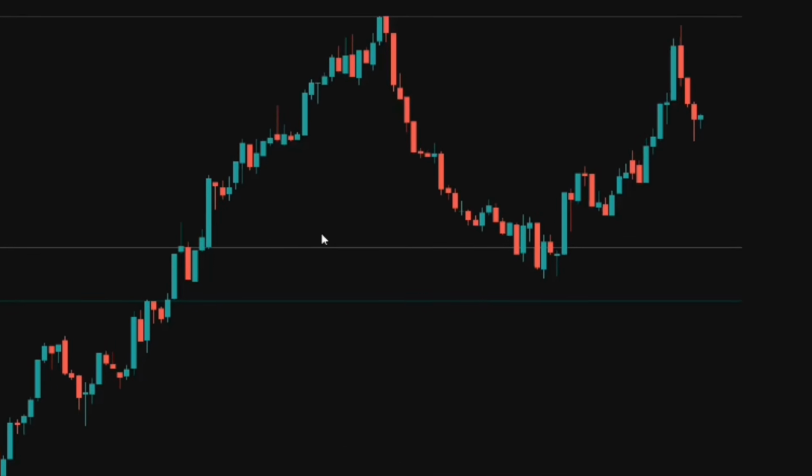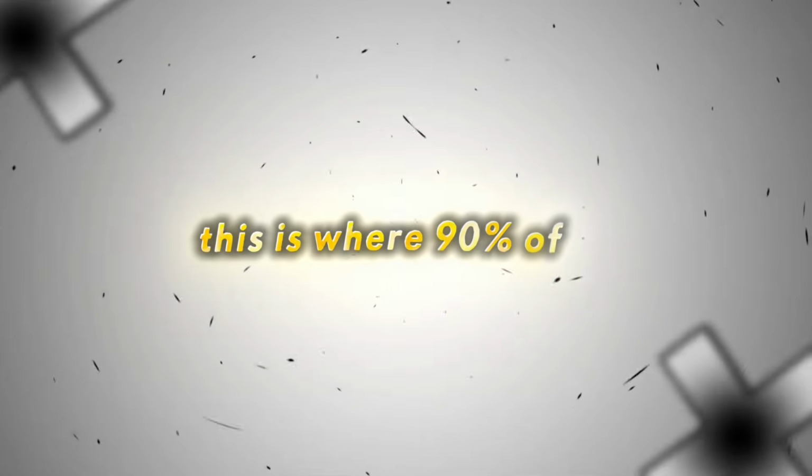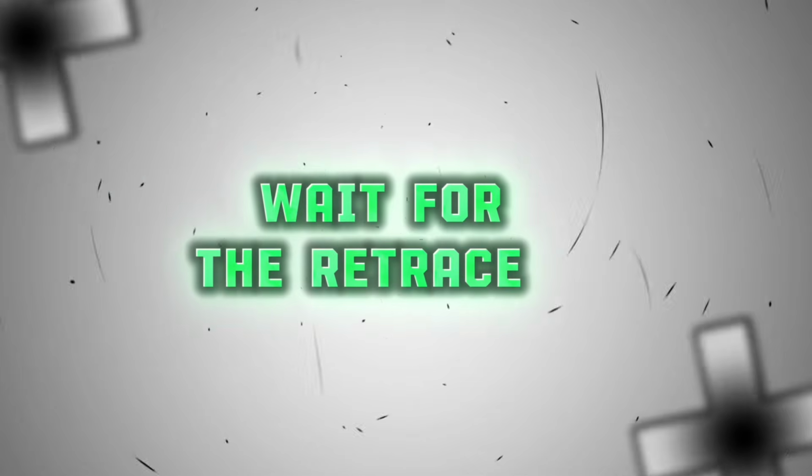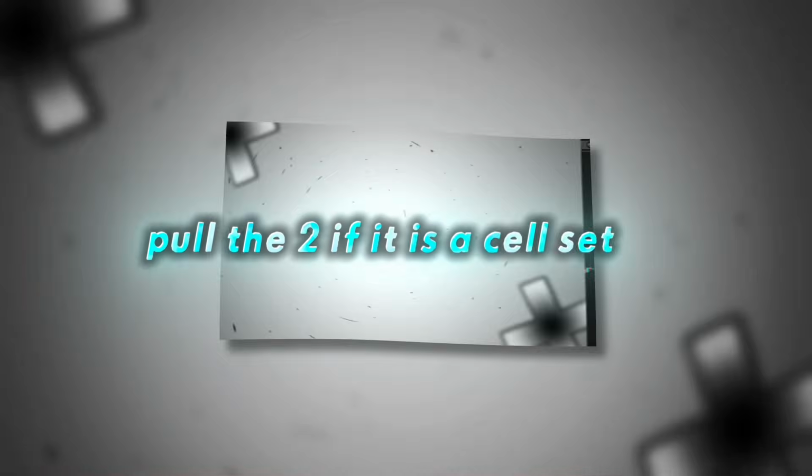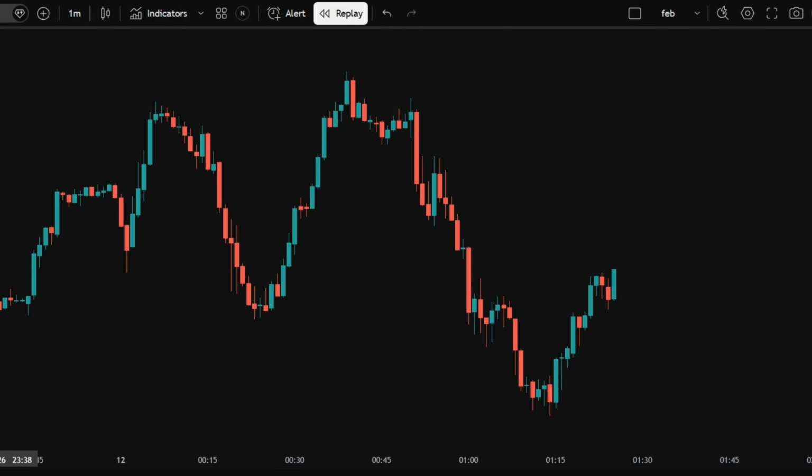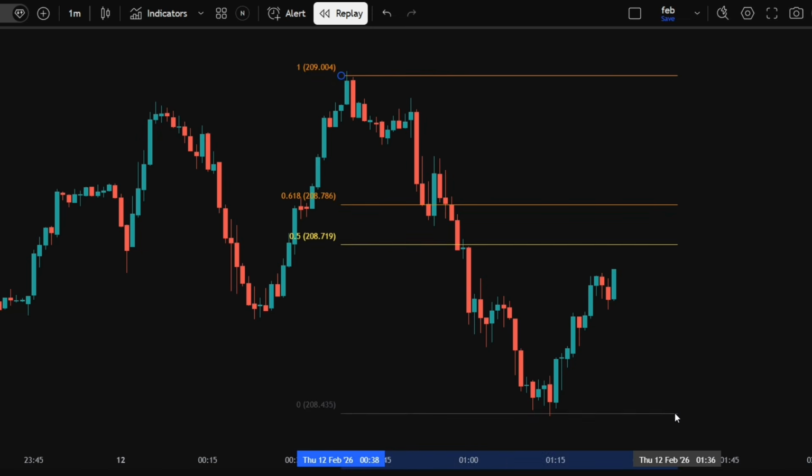Drawing and entering the trade. Once the structure is broken, the market will almost always pull back or breathe. This is where 90% of beginners fail. They chase the break. Professionals wait for the retracement. 1. Pull the tool. If it is a sell setup, click your Fibonacci tool at the very top of the move that broke the structure and drag it down to the very bottom where the price started to pause.